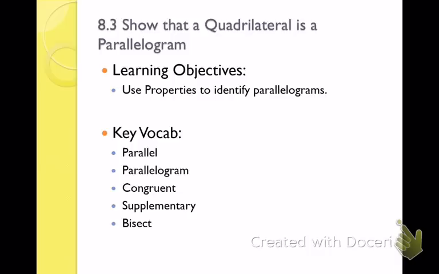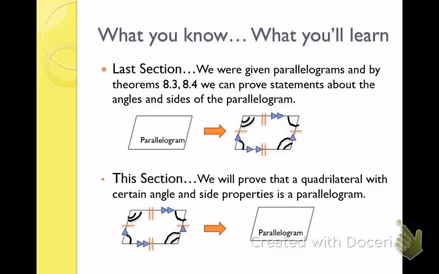And again, same sort of set of vocabulary, and make sure that you understand those vocabulary terms. But here's the deal, right? Last section we knew that a quadrilateral was a parallelogram, and because we knew it was a parallelogram, it gave us all of these properties and then some, where the opposite sides were parallel and congruent, the opposite angles were congruent, the diagonals bisected each other, which is not shown here, and the consecutive angles were supplementary, which is also not shown here.